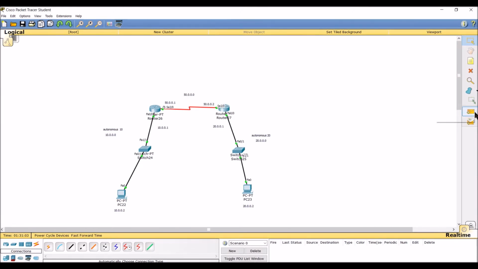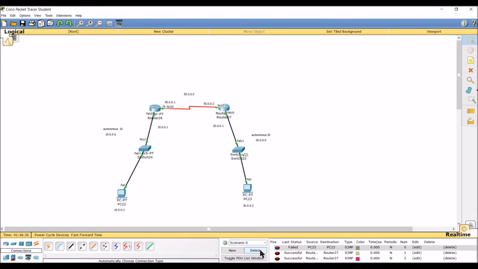Let's try to send a message from this PC to this PC. We already know that it is not going to happen, but let's see. It says failed. From this router to this router, it says successful. This is happening because this PC is in a different network and that PC is in a different network, but both routers' serial port 2/0 are in the same network. That is why communication between the two routers is possible, and communication between the two PCs is not possible. This is the main reason. Okay, let's delete this.